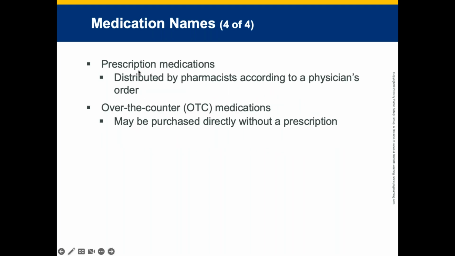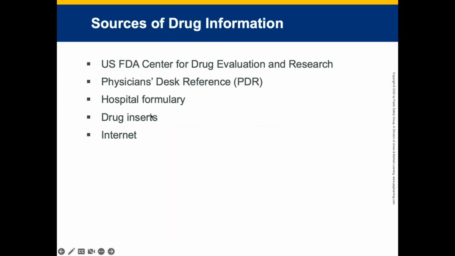Prescription medications are usually distributed by pharmacists according to a physician's order. OTC is over-the-counter medications, which may be purchased directly without a prescription. We'll cover more over-the-counter medications when we start talking about toxicology and what they can do if taken in large doses, or even household cooking products that can also do the same thing. The US FDA Center for Drug Evaluation and Research are different references you can utilize.